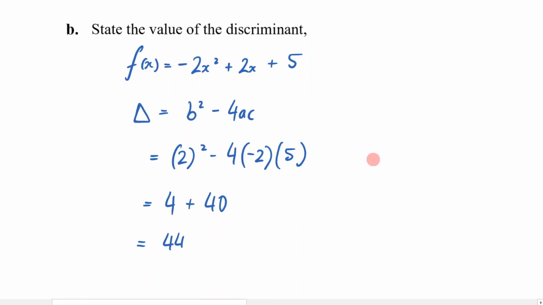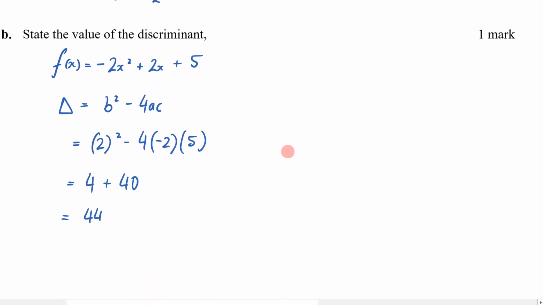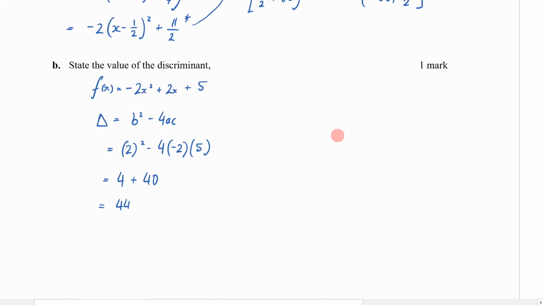Let's see how many marks this thing is worth. It's only worth 1 mark, so that means I don't have to do anything else. That's just going to be my final answer there. So my discriminant is equal to 44. I don't have to explain what it means or anything like that. Of course, we know that because our discriminant is greater than 0, we have 2 solutions, but we don't have to write anything like that. It's just 1 mark. It simply asked us to state the value of the discriminant.